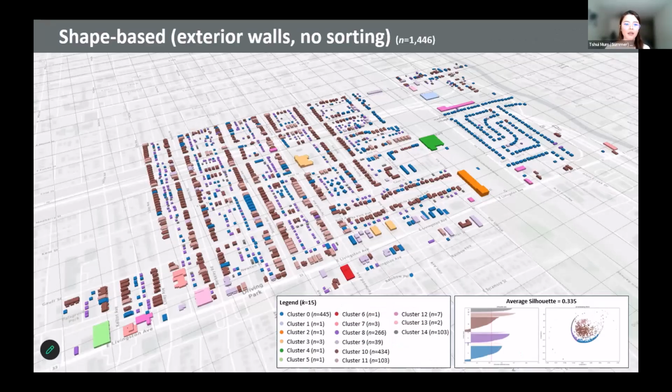So this is an overview of the results we got from our first approach, where we just focus on the shape, the exterior walls of the building footprints, without doing any semantic sorting. We have about 15 clusters in this result with an average silhouette score of 0.335. That is kind of moderate. So we also did external validity by sampling some buildings from each cluster and comparing them against ground truth from Sanborn maps by looking at their building footprints. And also we sampled some ground truth from street level photos from parcel data.